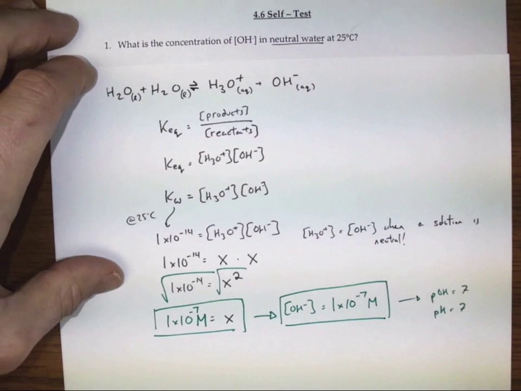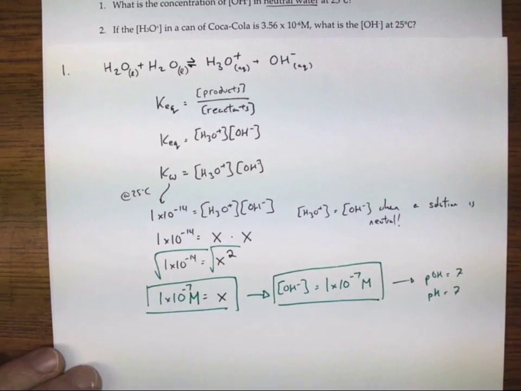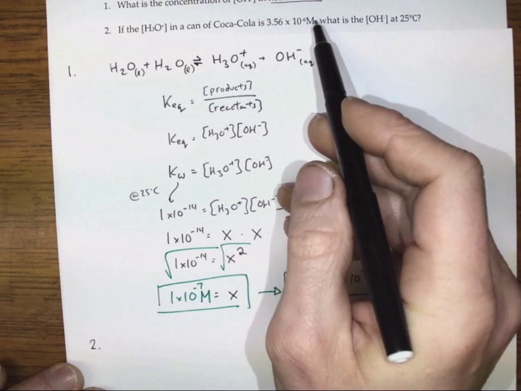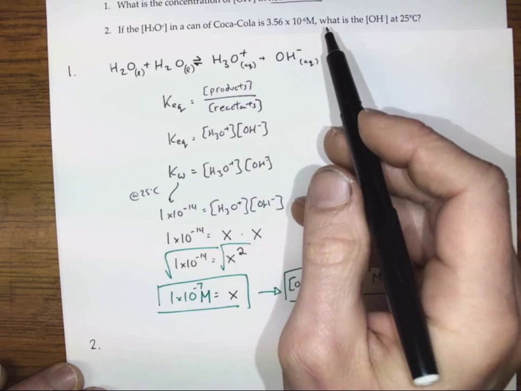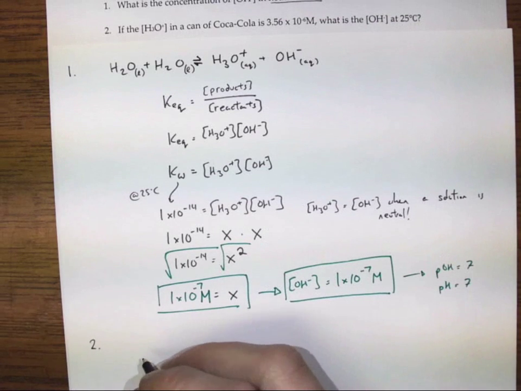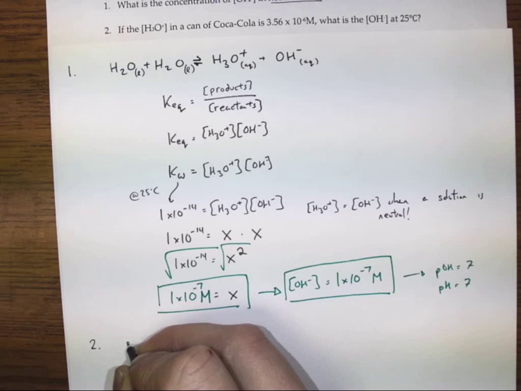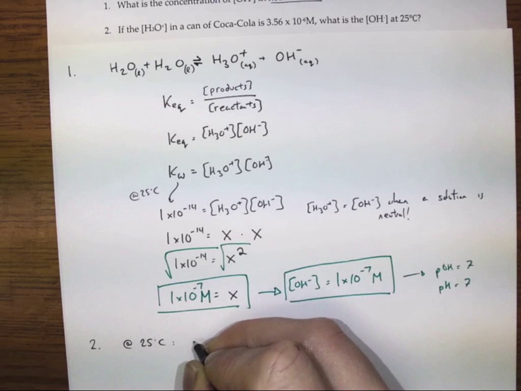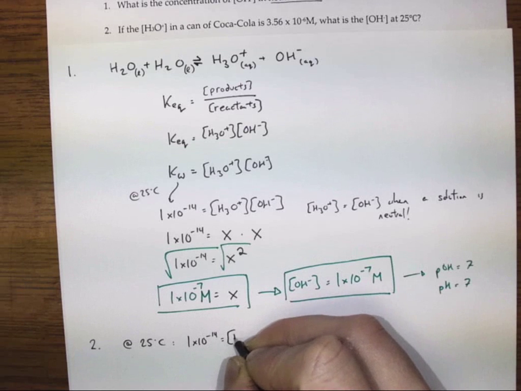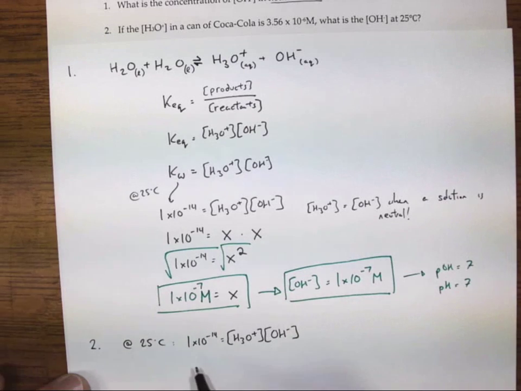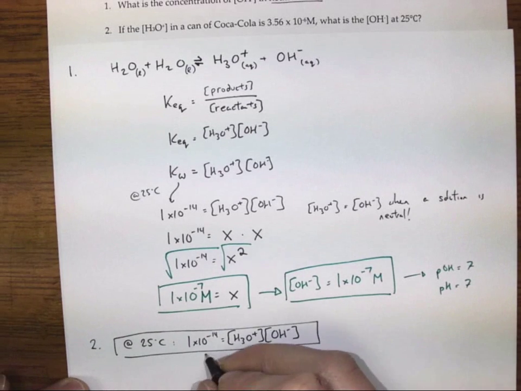Okay, let's move on to the next question. If the hydronium ion concentration in a can of Coca-Cola is 3.56 times 10 to the negative 6 moles for every liter, what's the hydroxide concentration at 25 degrees Celsius? Okay, so one thing that's really important is at 25 degrees Celsius, no matter what, we always know that 1 times 10 to the negative 14 is equal to the concentration of hydronium ions times the concentration of hydroxide ions. And that's a general principle that we need for this question.